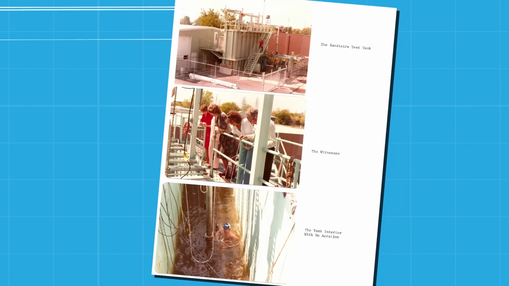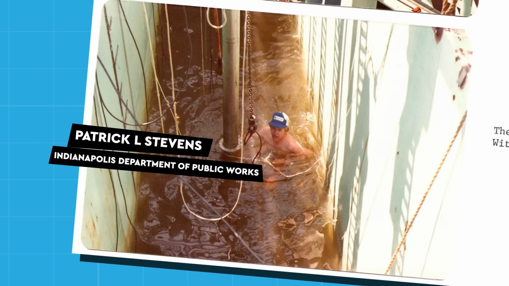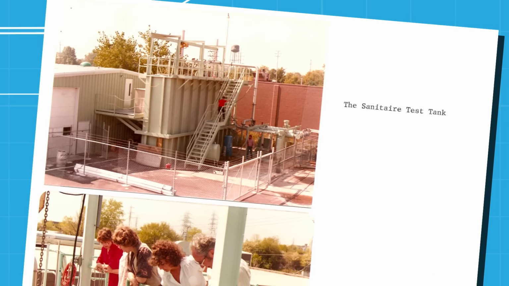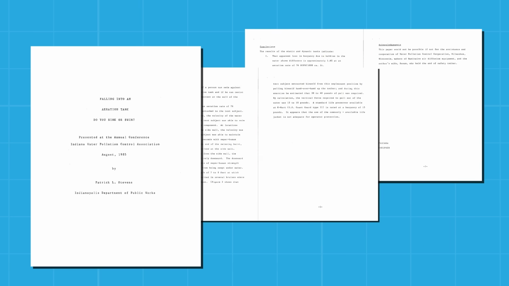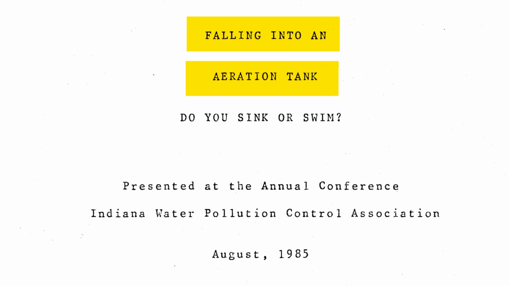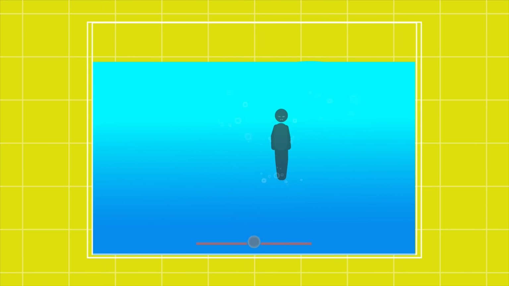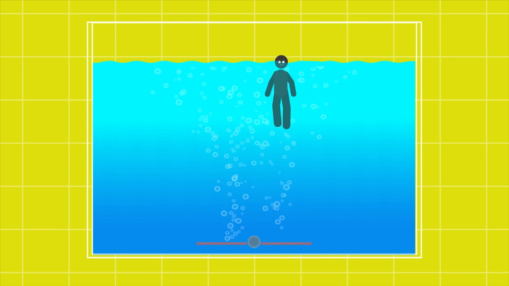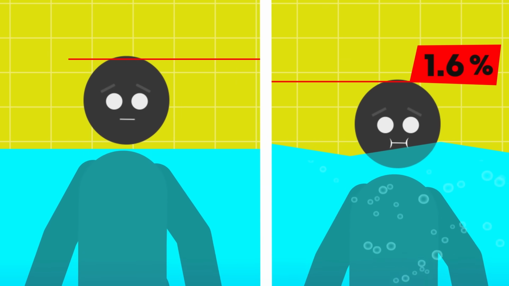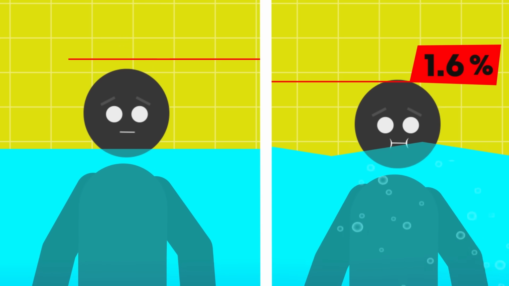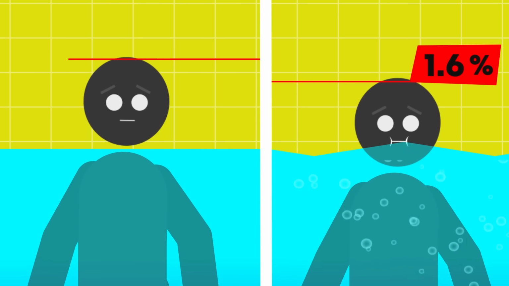In the mid-1980s, Patrick L. Stevens of the Indianapolis Department of Public Works thought enough of the speculation and decided to take the plunge. In his 1985 paper, titled Falling into an Aeration Tank, Do You Sink or Swim?, he presented his calculations as an account of his dip into a test tank. That is, the kind of tank that would be used to treat sewage, but filled with water, rather than human waste. He found that the aerated water would result in a decrease in buoyancy of about 1.6%, meaning a person of his size, under the test conditions, would sink about 2 inches further into the water.